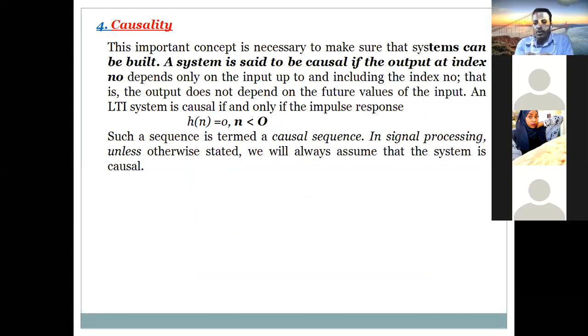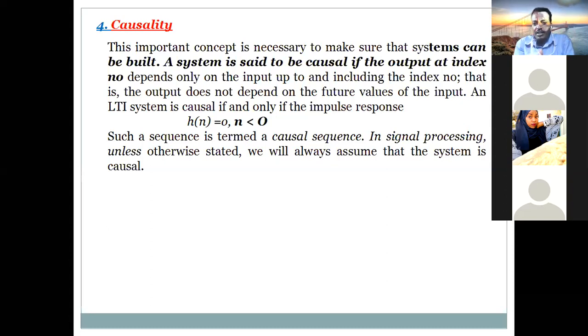Okay. Now, another property I need to discuss with you is causality. Causality is also a very important concept, which represents prediction, whether your system's output at this time depends on the future, and which type of input it depends on.